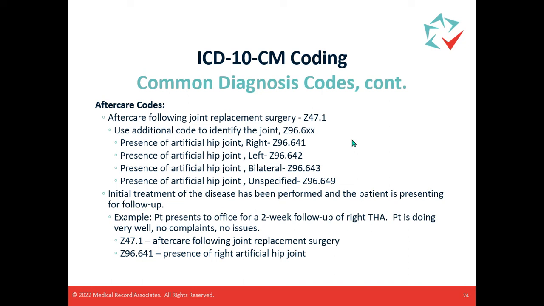So for example, if a patient is seen in follow-up after their right total hip arthroplasty, they don't have any complaints, they're not having any symptoms, everything's great, it's just a follow-up encounter, the diagnoses would be Z47.1, aftercare following a joint replacement surgery. That's your first listed code. And then a secondary code would be listed as Z96.641, presence of right artificial hip joint.